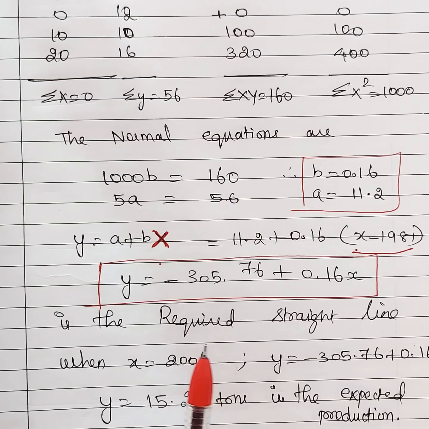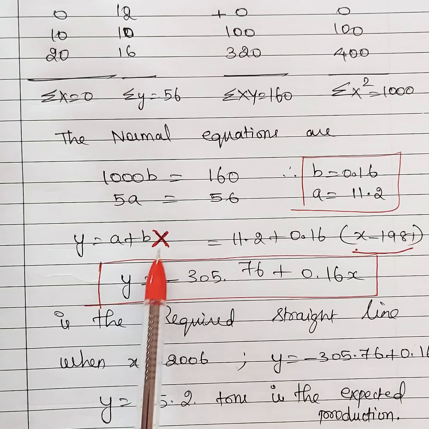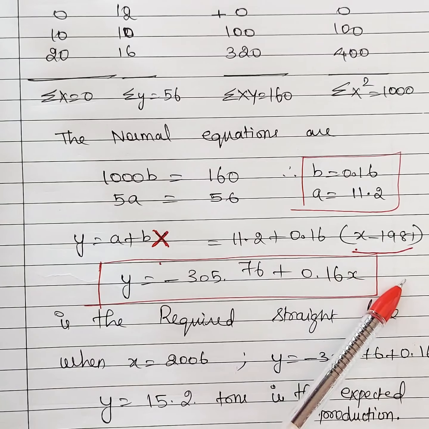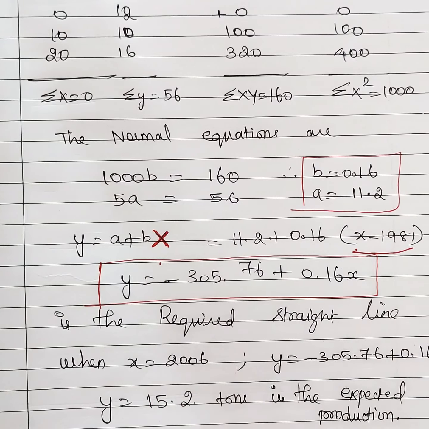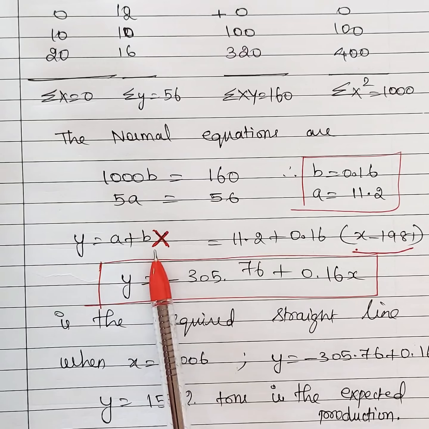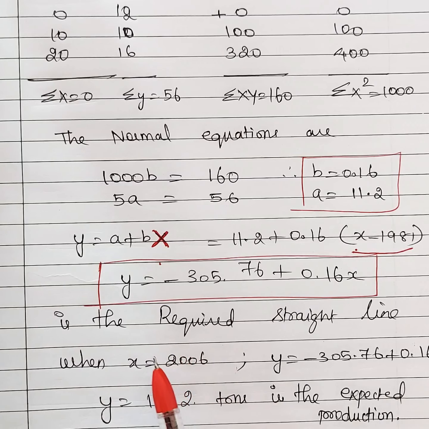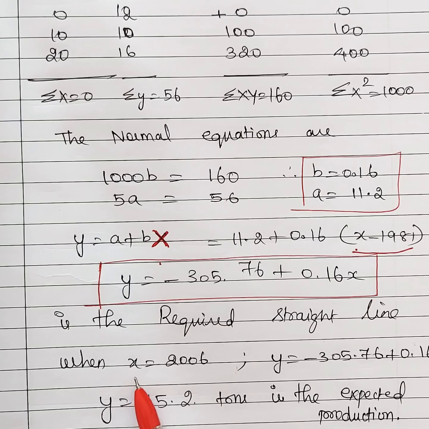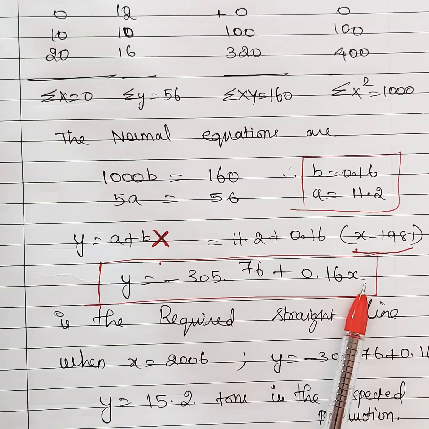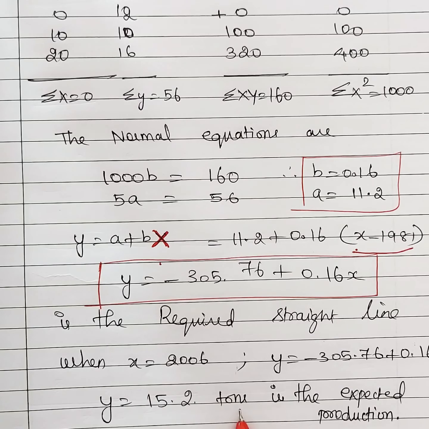Again I repeat, if you want with that bigger values, you can calculate as it is without writing capital X is equal to x minus 1981. Your values will be too huge over here. If you are changing your value to a smaller magnitude, finally you have to replace it back. And now what question they have asked? When small x is 2006, what is y? So you are going to substitute 2006 here and then simplify, and you have got y value as 15.2, and please write the unit. In the question they have given tons, so this is the expected production.